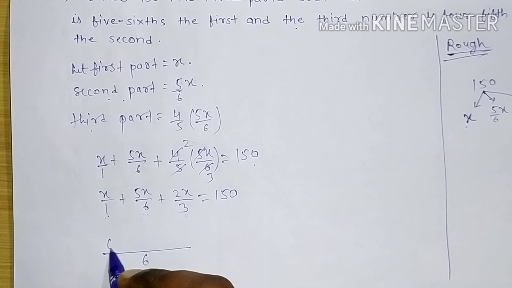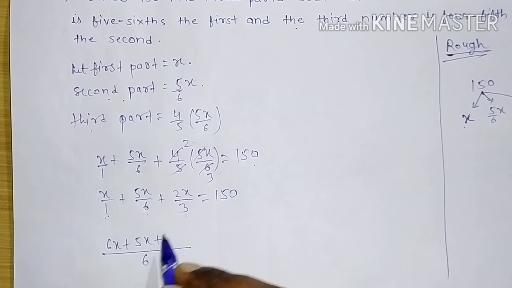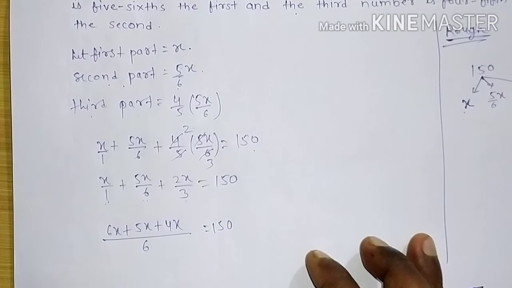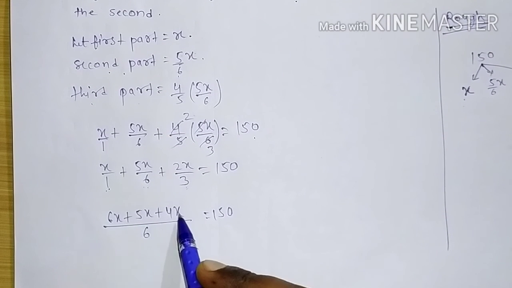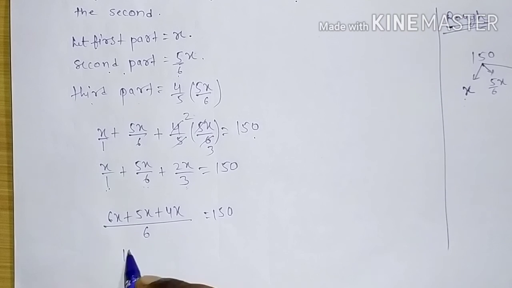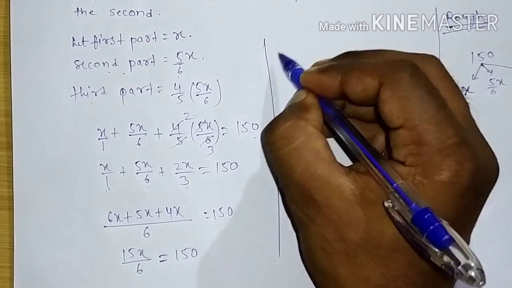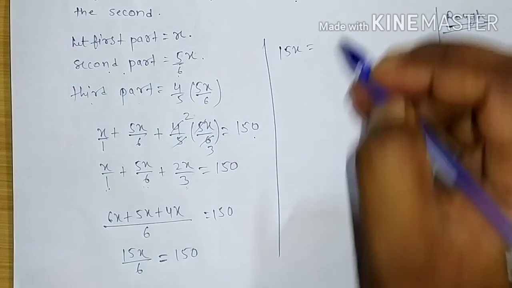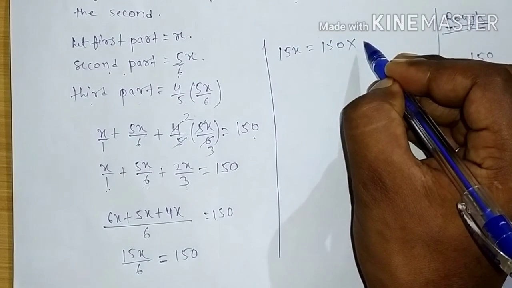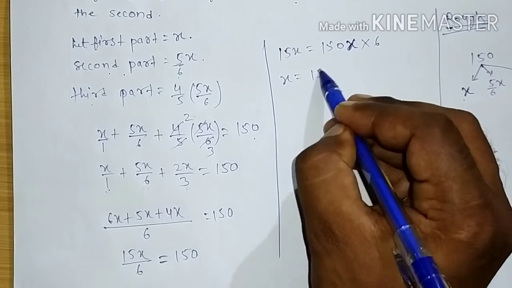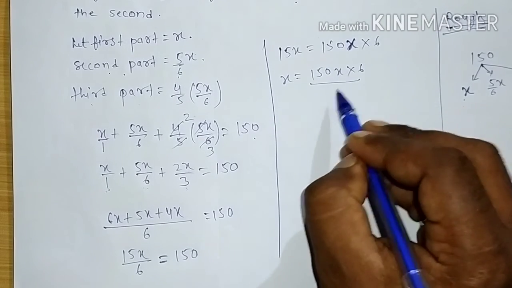1 6 is 6, that is 6x. This is 5x plus 3 2s are 6, 2 2s are 4x, equals 150. Now 6x plus 4x is 10x, 10x plus 5x is 15x, divided by 6 equals 150. So here is the equal sign between them. So just do cross multiplication. So 15x equals 6 into 150. So x equals 150 into 6 divided by 15.